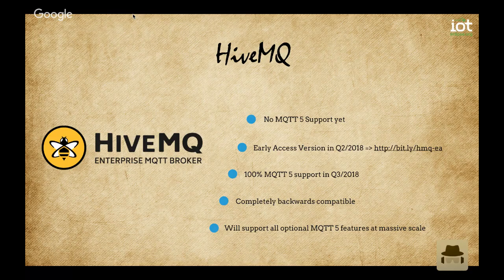And we will have 100% MQTT 5 support in the third quarter of 2018. HiveMQ will be completely backwards compatible, so it will be possible that your MQTT 3 clients talk to your MQTT 5 clients and vice versa. HiveMQ supports more than 10 million concurrent connections, and of course, all MQTT 5 features will be supported at the same scale, and we expect to scale even higher with MQTT 5.